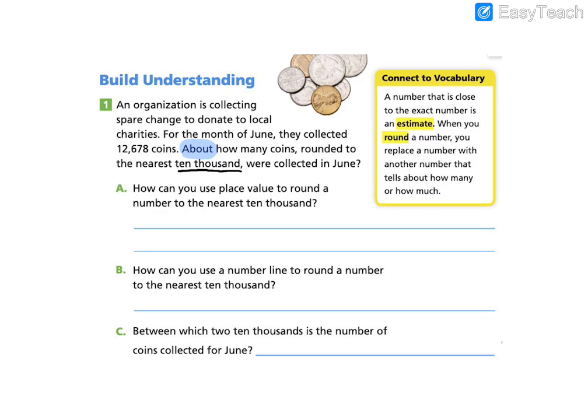So I want to think about where that 10,000s place is in my number. Go ahead and underline the digit in the 10,000s place. So the digit in the 10,000s place is that 1 in the 10,000s. So we are going to round to the nearest 10,000. So it's asking us, how can we use place value to do this? In order to determine how we're going to round this number, we need to look at the digit in the next smallest place value. So if we're rounding to the 10,000s place, we need to look at the digit in the thousands place.